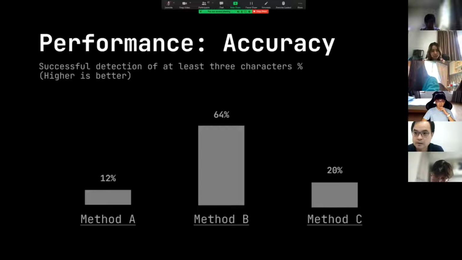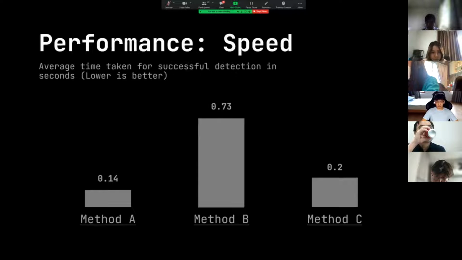So next is the performance, and first is the accuracy. I checked this by finding the successful detection of at least 3 characters, and of course higher is better. So here method B significantly outperforms the other two methods. And next is speed. I took this by taking the average time taken for successful detection in seconds. So here method B takes the longest at 0.73 seconds.